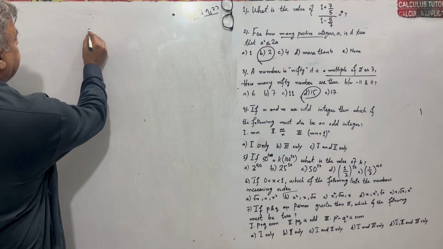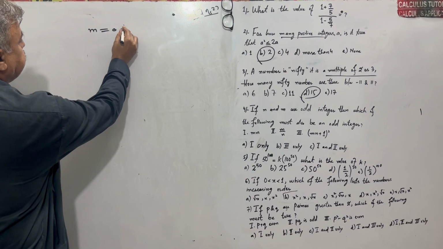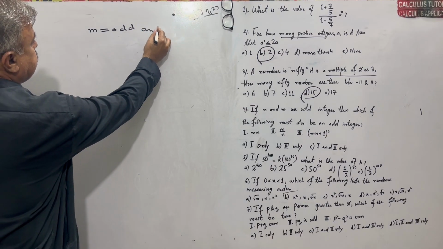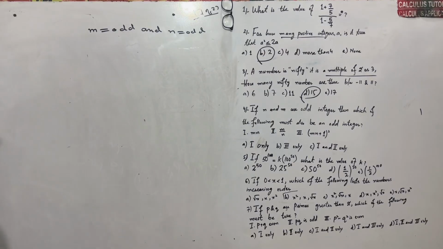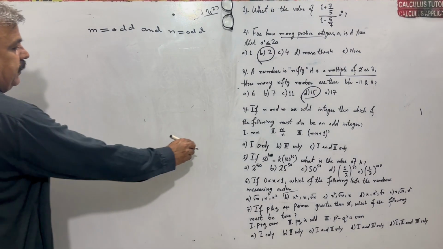M and n are odd. It is given to us. M and n are odd integers. Then which of the following must be an odd number? Number 1.